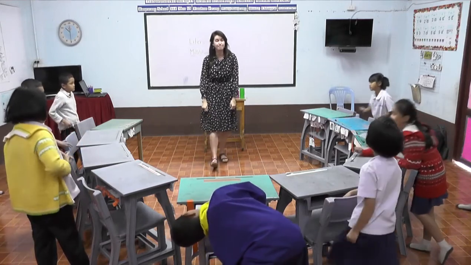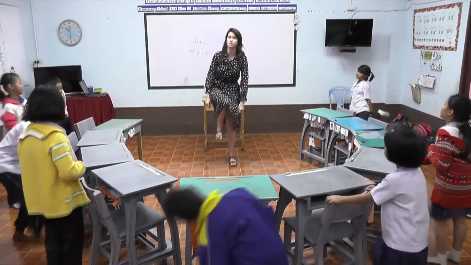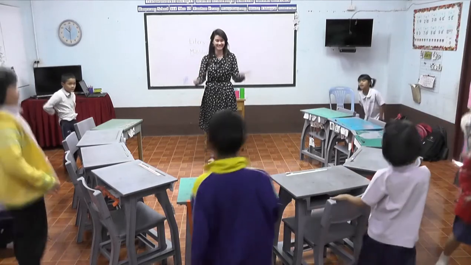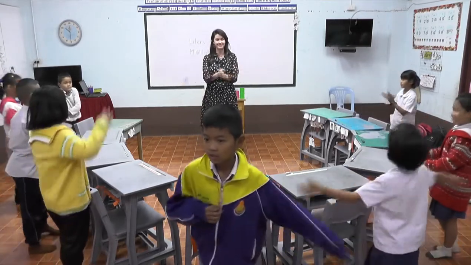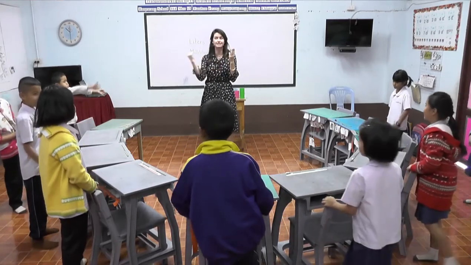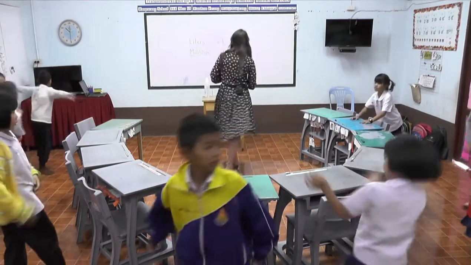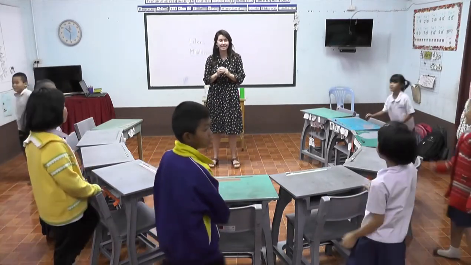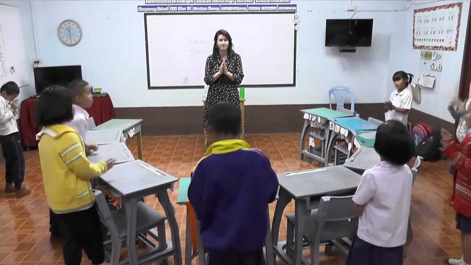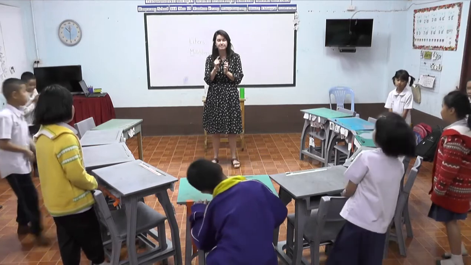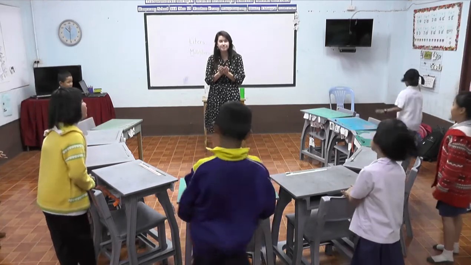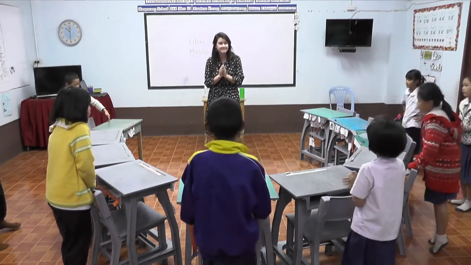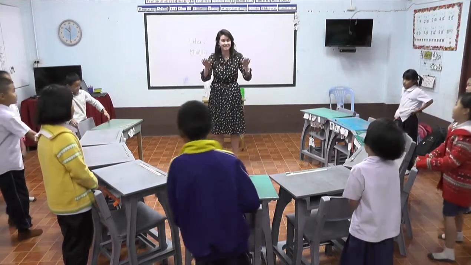Let's do 3 big steps. 1, 2, 3. Let's do 3 big jumps. Good. Let's do 3 big claps. 3 big spins. 2, 3. Ooh, okay. Let's do 3 little claps. 3 little spins. 3 little jumps. And 3 little steps. Very nice job, friends. Everybody take a seat.